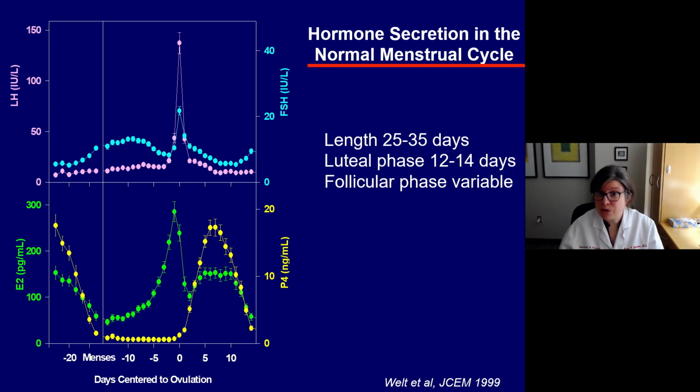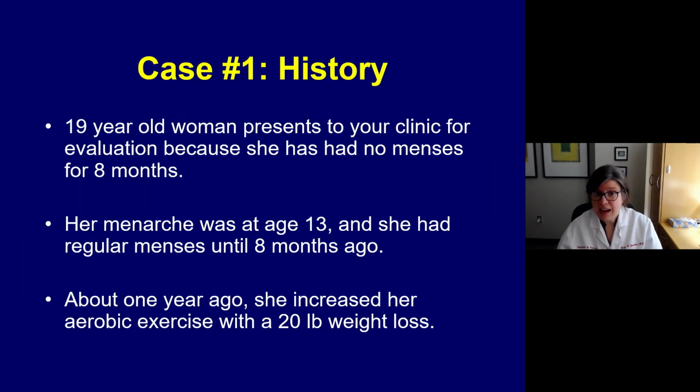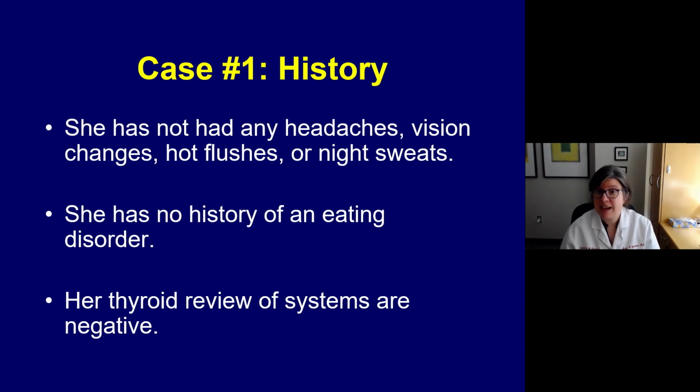So next we're going to move to our first case. This is a 19-year-old woman who presents to your clinic for evaluation because she had no menses for 8 months. Her menarche was at age 13, and she had regular menses until 8 months ago. About 1 year ago, she increased her aerobic exercise and had a 20-pound weight loss. She's not had any headaches, vision changes, hot flushes, or night sweats. She has no history of an eating disorder, and her thyroid review of systems is negative.